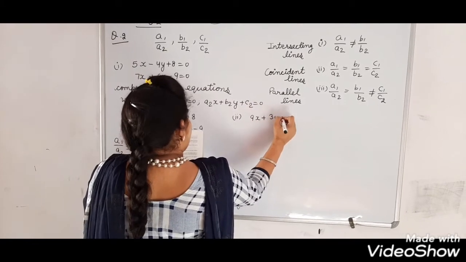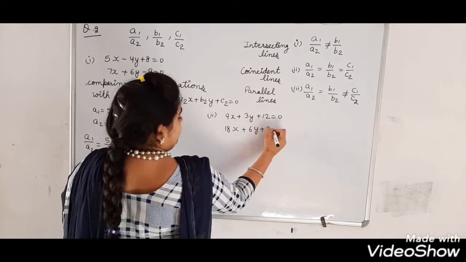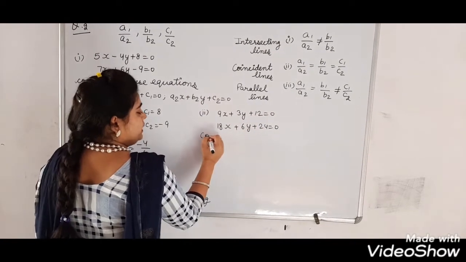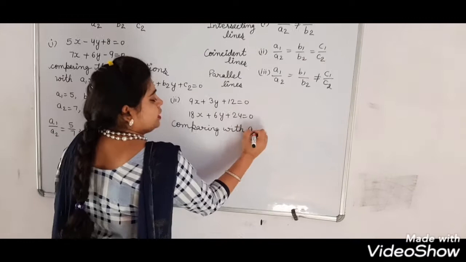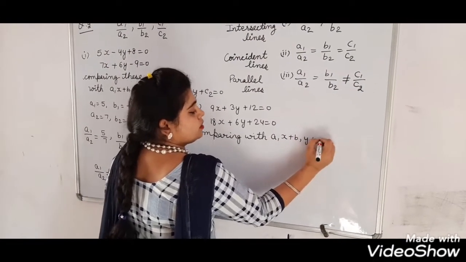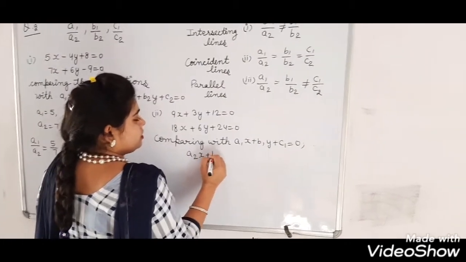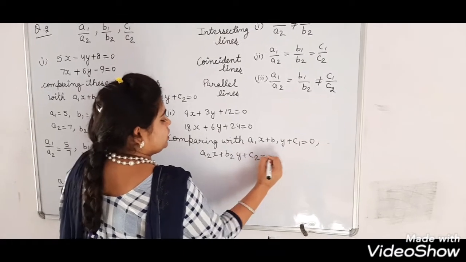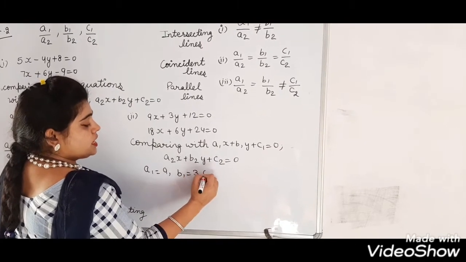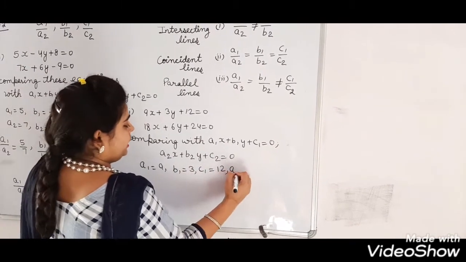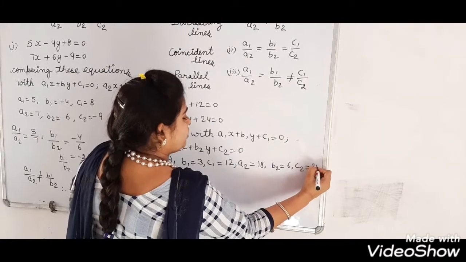9x plus 3y plus 12 is equal to 0, 18x plus 6y plus 24 is equal to 0. Again comparing these with a1x plus b1y plus c1 is equal to 0 and a2x plus b2y plus c2 is equal to 0. We will get the values a1 9, b1 3, c1 12, a2 18, b2 6, c2 24.